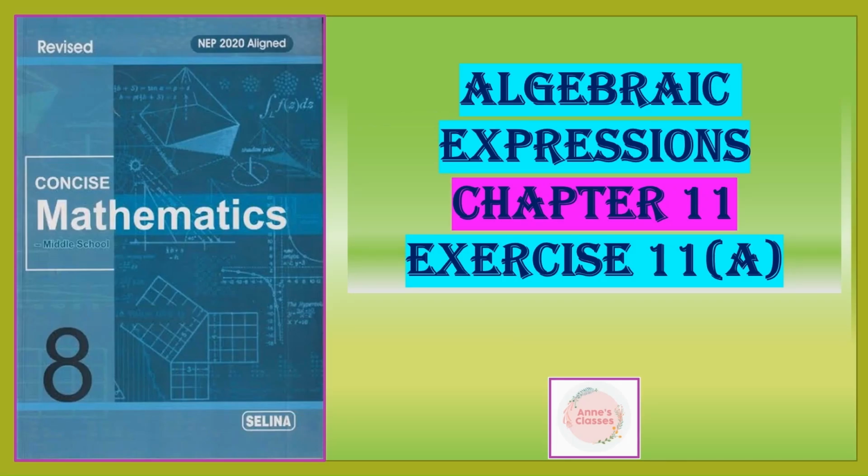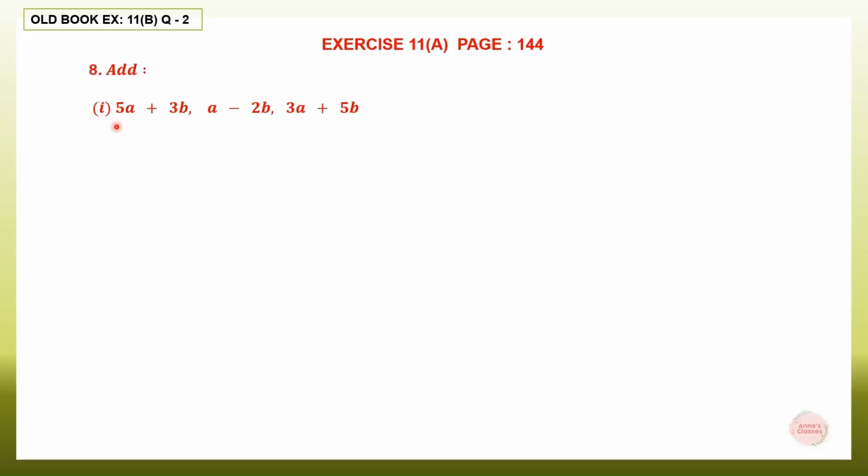Today we are doing algebraic expressions, chapter 11, exercise 11a. So here we have binomials, okay? Now we have 5a plus 3b, one set, a minus 2b and then 3a plus 5b. Now there are two ways of doing it. One is arranging them column wise and then another method is by arranging them row wise. Now for the first sum alone, I will do both the methods and show you.